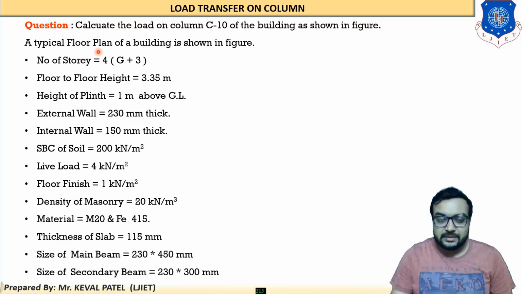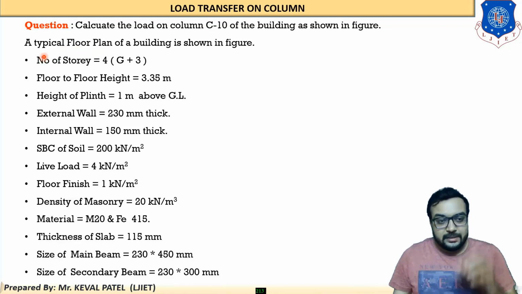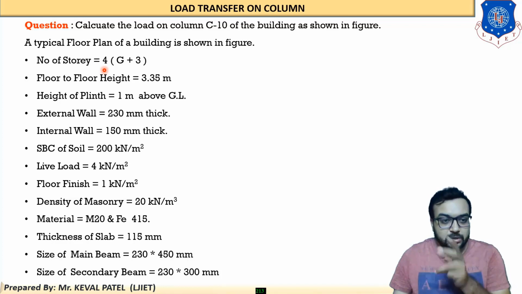So students, this is the chapter of G plus 3. First question is, what is G plus 3? G plus 3 means ground plus 3 floors. So one ground floor and 3 other typical floors, so a total of 4 floors are there. In the question, the typical floor plan area is given. So the data is number of stories equal to 4. 4 means ground plus other 3 typical, total 4 stories.